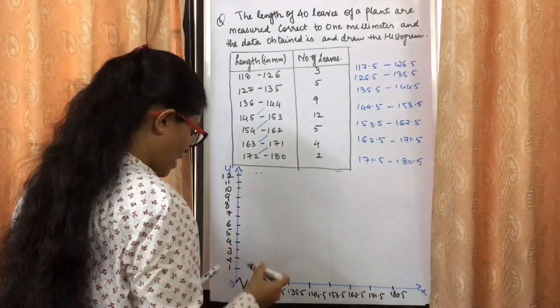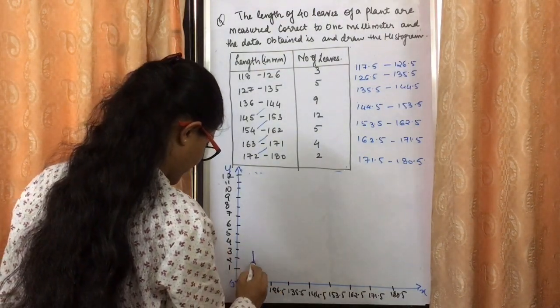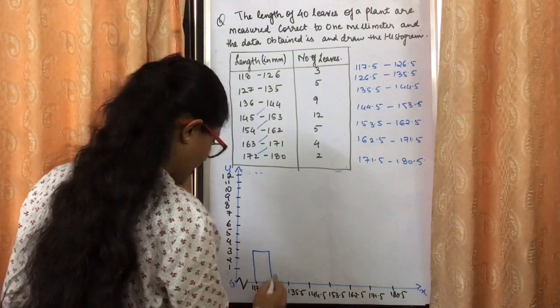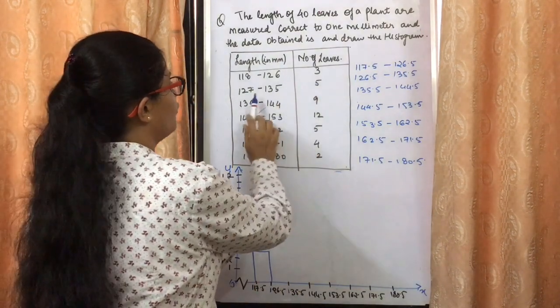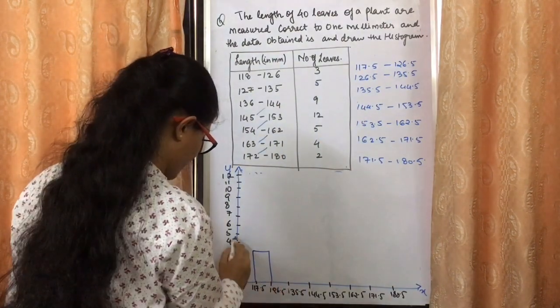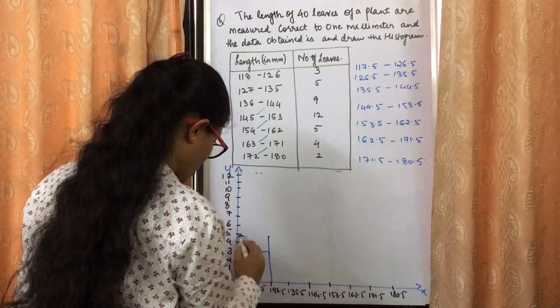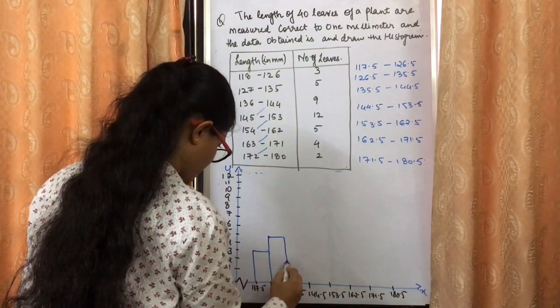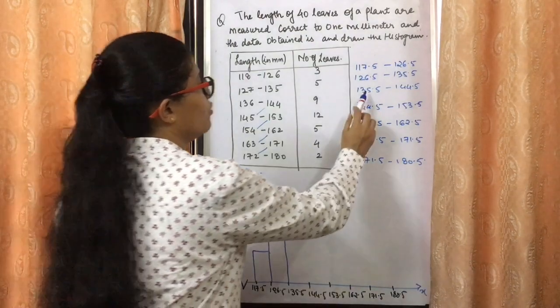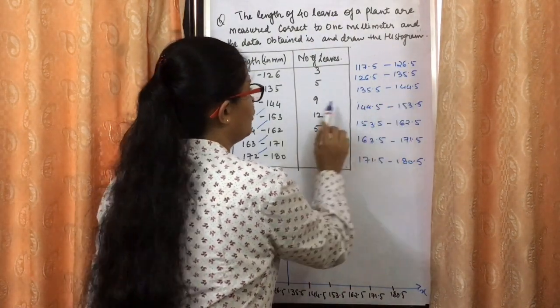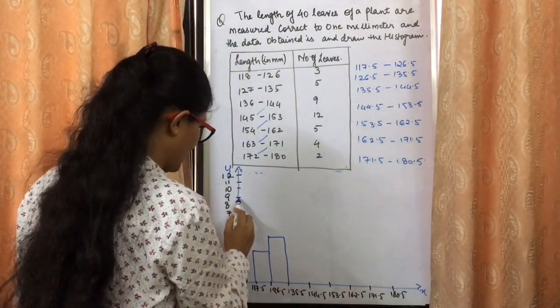How many leaves do we have? 3 leaves. So this is 3. So this is the first bar which we have. Now 5 for 126 to 135. 135 से लेकर के 144 तक कितने हैं? 9 है. We have 9 leaves.